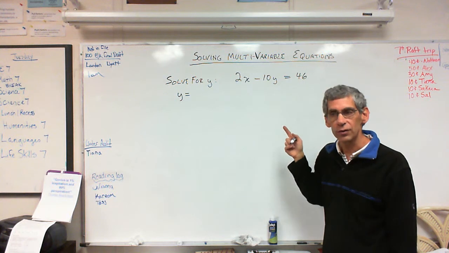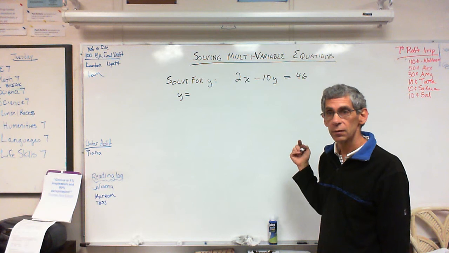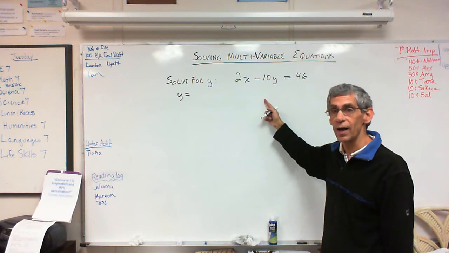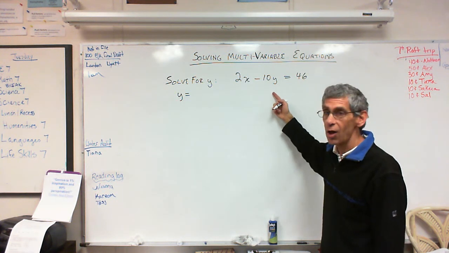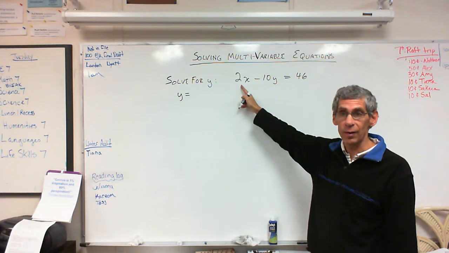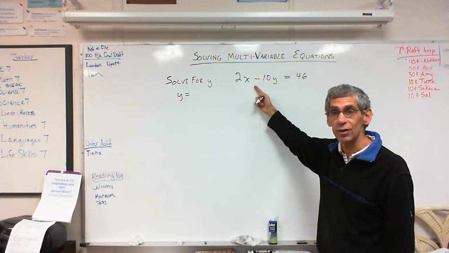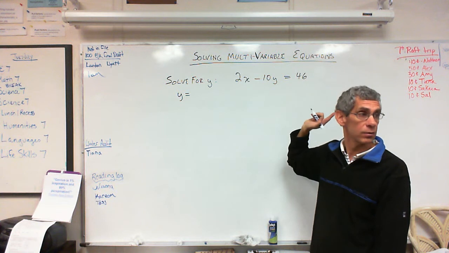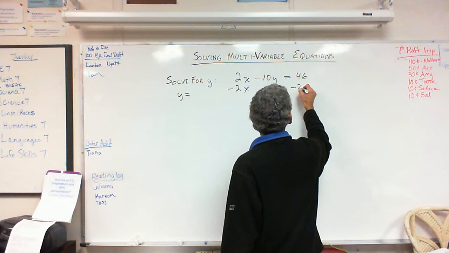So what would I do first? Gabe, what would I do first? I want the y all by itself. But first, I'm going to keep all the y's together. There are -10 of them, all the negative y's. I'm going to keep them all together for now. The 2x is my problem. Anything that's being added or subtracted to 10y, that's my problem. I'm going to get rid of that first. So I'm going to subtract 2x.